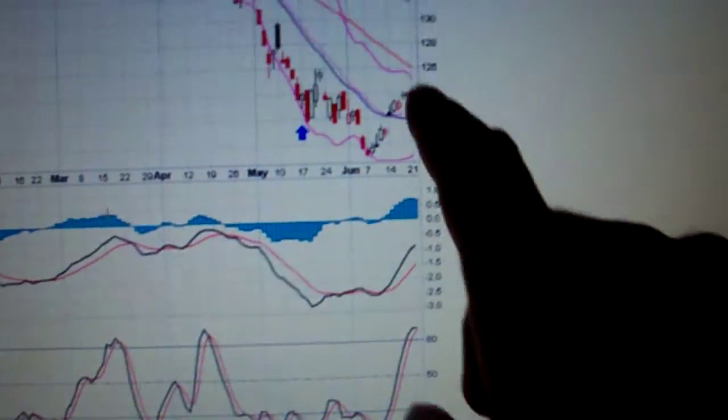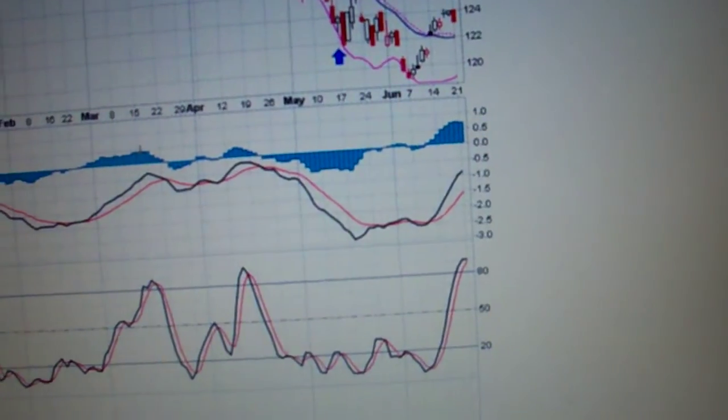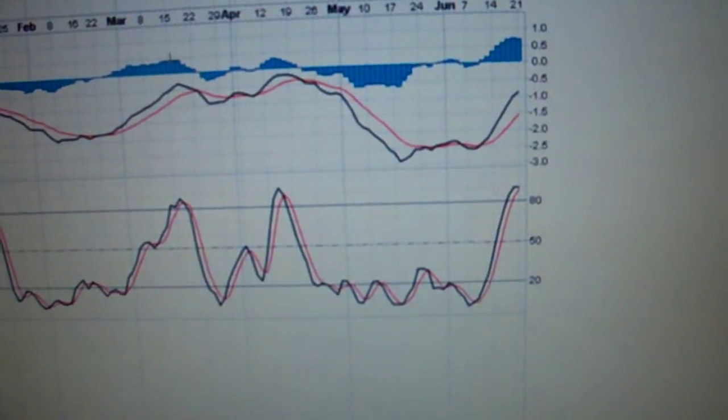So you want to look for the break of the 18-day on this, and also all the other markets where the markets are trading above the 18-day moving average.